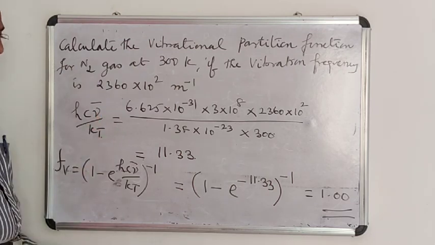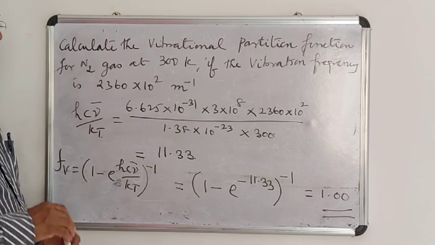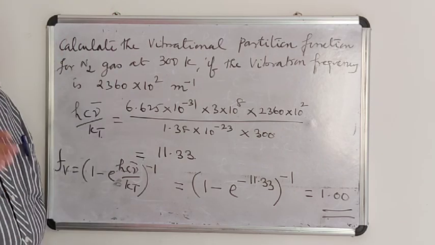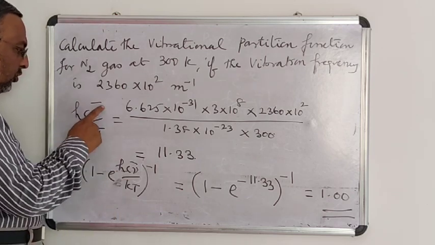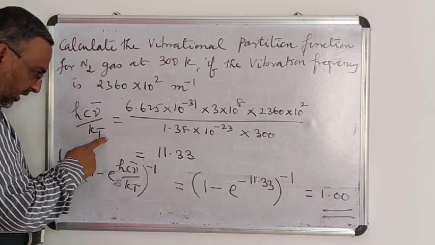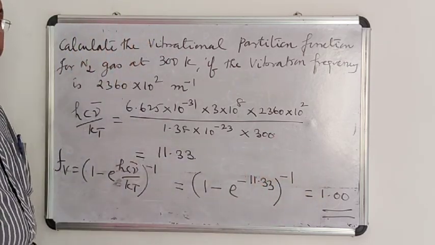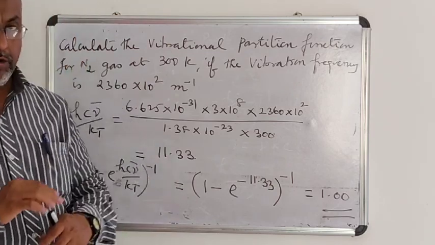So remember, to find the vibrational partition function, first we have to convert wave number into frequency by multiplying with the velocity of light. Then first calculate the value of h c nu bar divided by kT. Then substitute this value in this equation, and you will get the answer, and finally arrive at the vibrational partition function of a molecule.